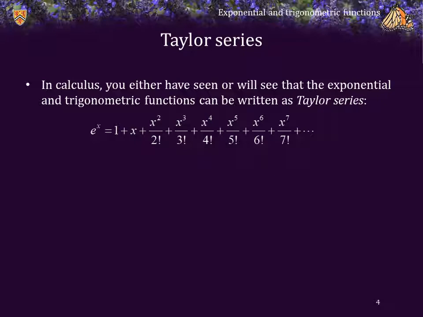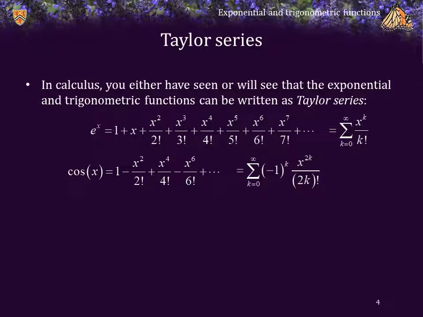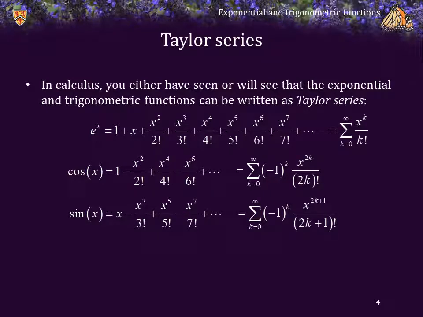Now, in calculus, you either have seen or will see that the exponential and trigonometric functions can be written as Taylor series. Here we see that e to the x can be calculated as 1 plus x plus x squared over 2 factorial plus x cubed over 3 factorial, and so on. This can be written compactly using summation notation as follows. Similarly, you will see that cosine of x can be written as a Taylor series, which has this compact representation, and also sine of x has this Taylor series, which can also be written in this notation.